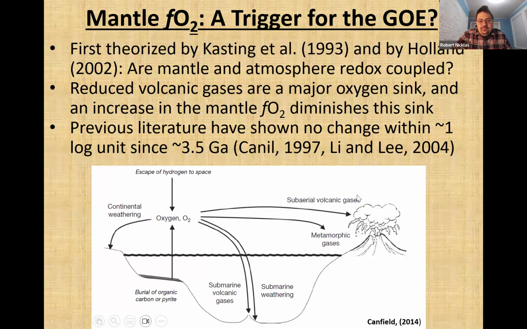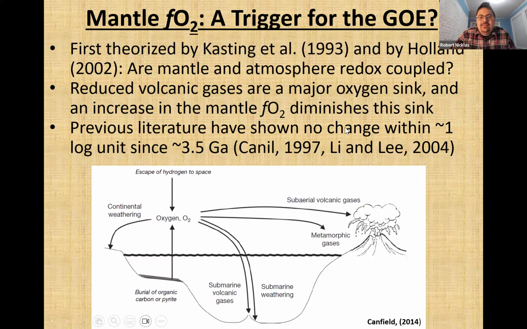Why does this happen? Reduced volcanic gases are, to this day, a major oxygen sink. Each eruption removes quite a bit of oxygen from the atmosphere, and changes in mantle fO2 change the magnitude of the oxygen sink. So essentially, if the mantle gets more oxidized, then subaerial and submarine volcanic gases become less efficient at removing oxygen from the atmosphere. And therefore, an increase in mantle fO2 can lead to the rise of atmospheric oxygen.